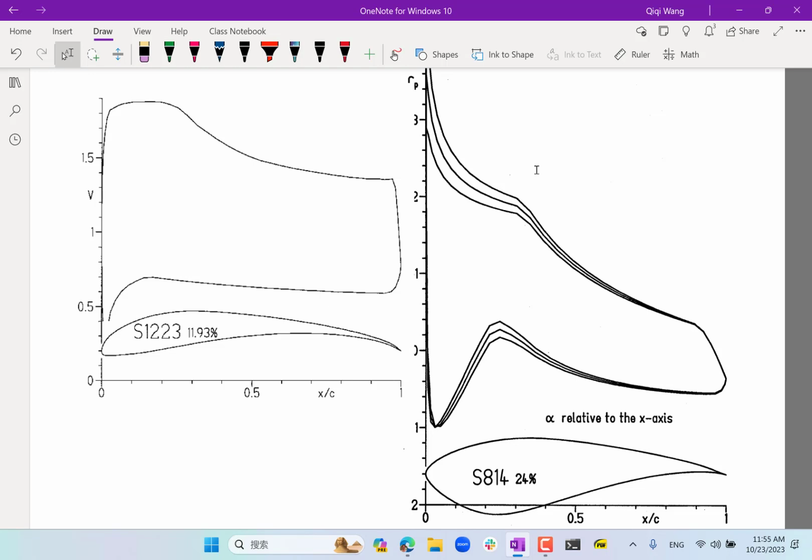Which one is designed to be high lift with laminar boundary layers? Which one is designed to be high lift with laminar then turbulent boundary layers? Take a guess. Okay, the answer is this one is the high Reynolds number airfoil. This one is the low Reynolds number airfoil.